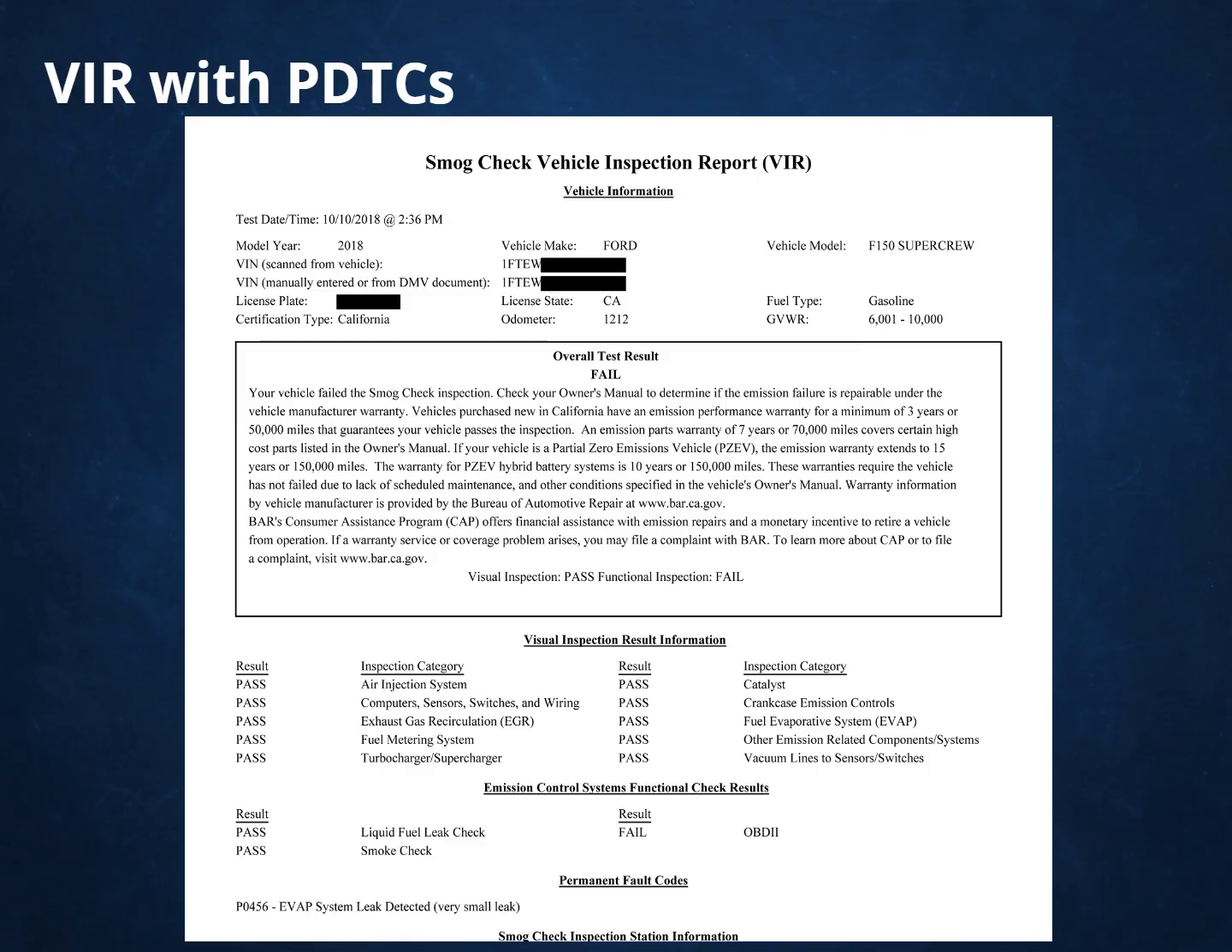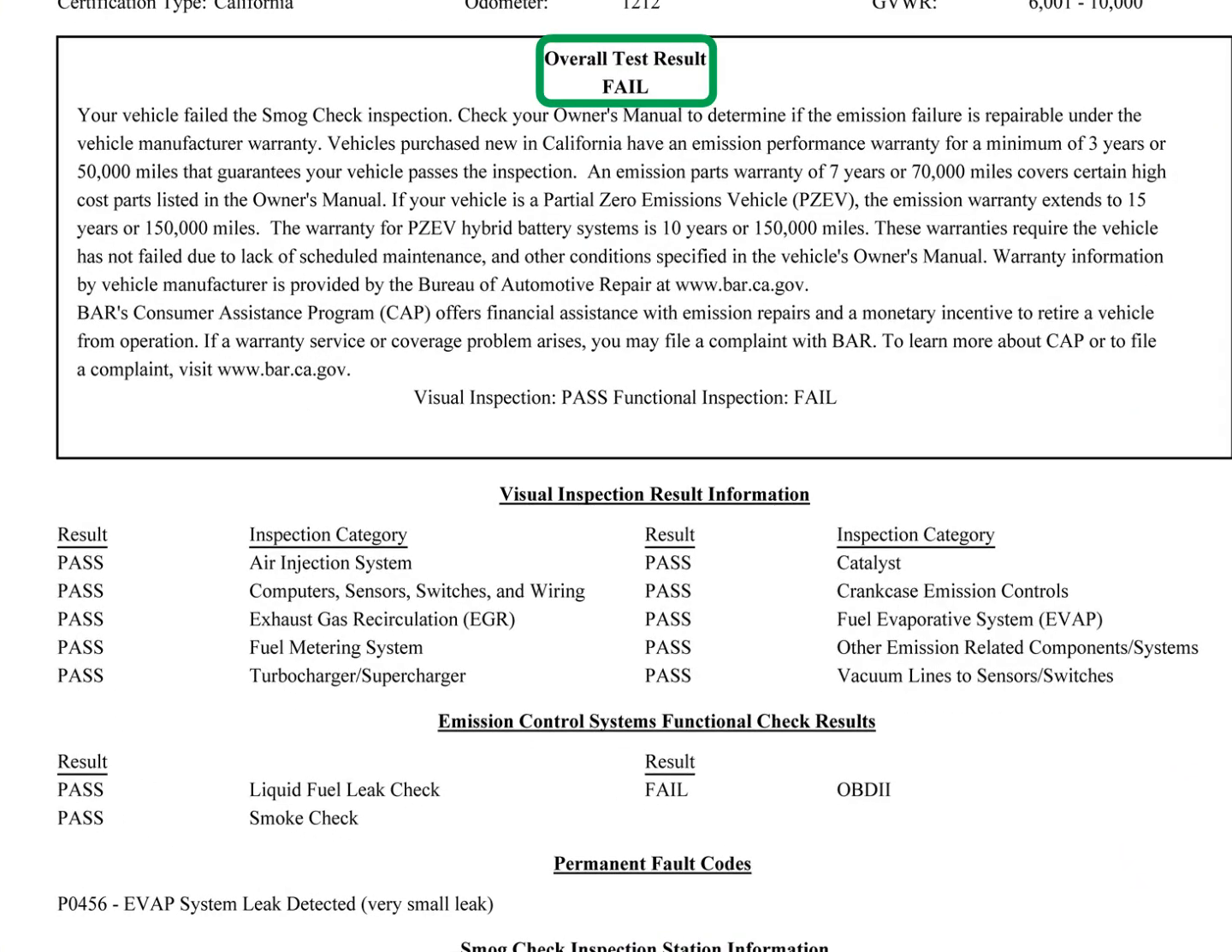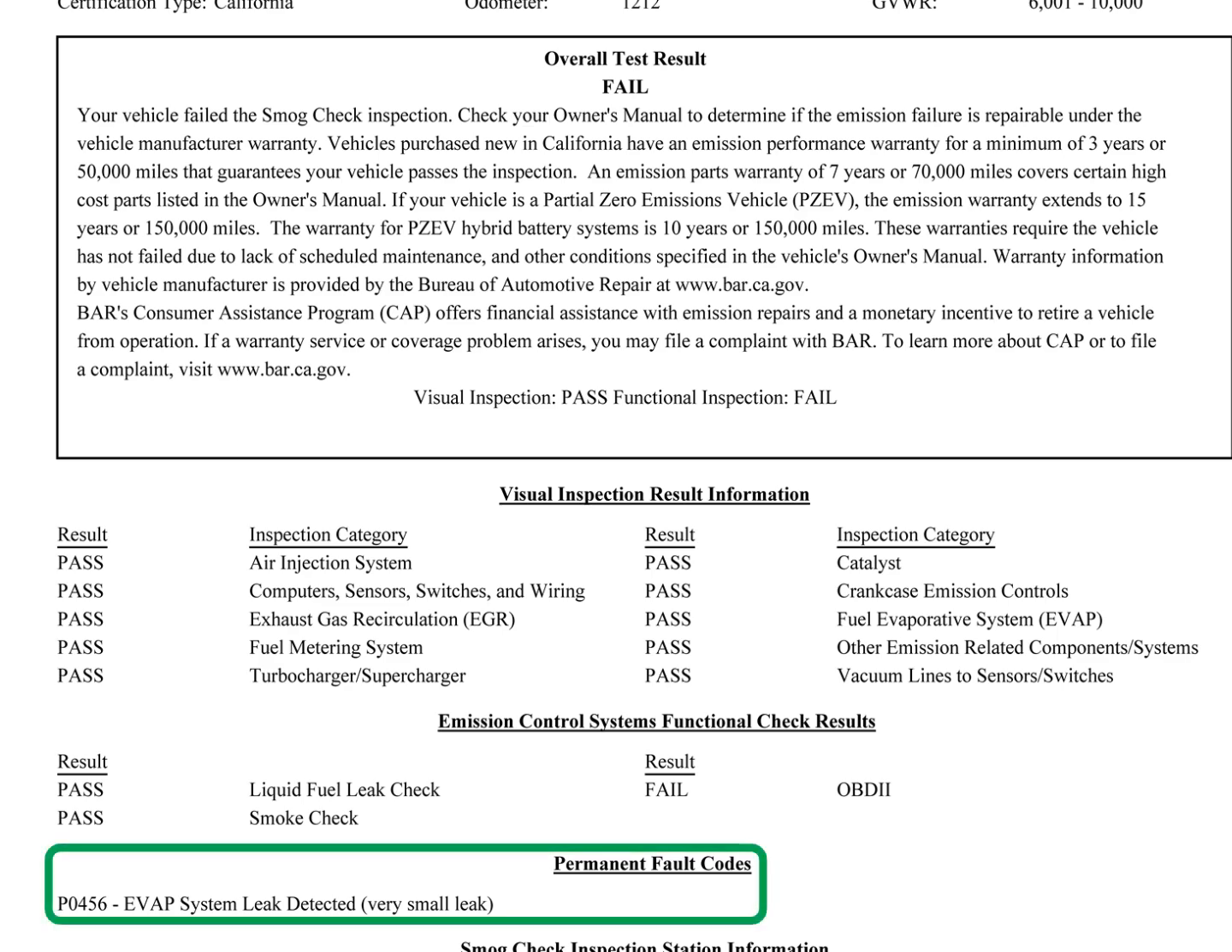Here is an example of what a smog check failure for a PDTC looks like in a vehicle's VAR. You can see the fail as the overall test result, and the fail result is also listed for the OBD2 functional test. The stored PDTC that caused the smog check failure can be seen in the section called Permanent Fault Codes, listing the code and a short description.